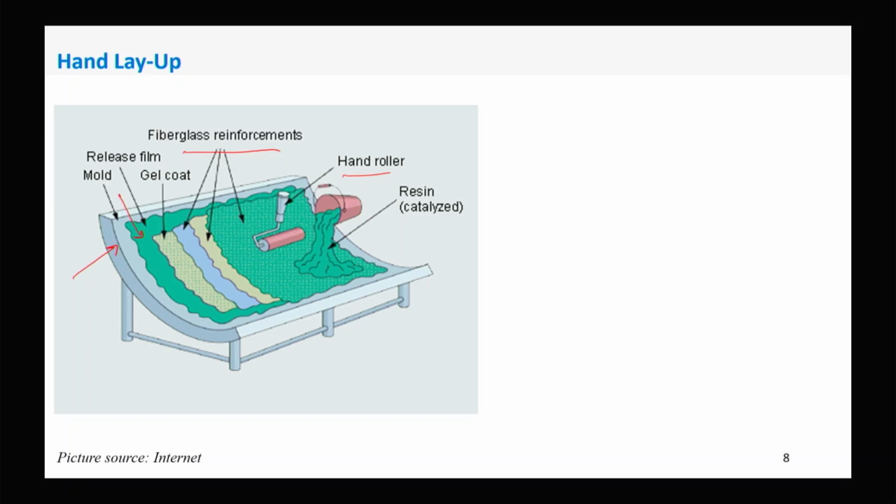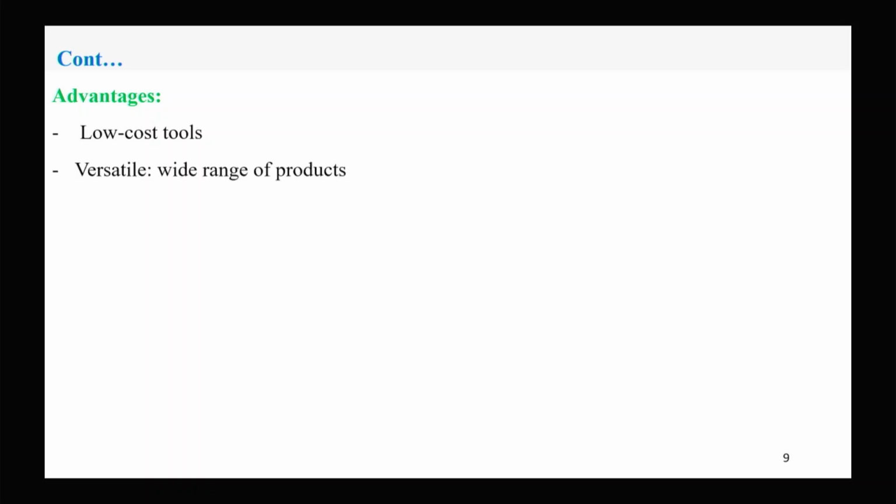throughout the surface. And this system gives a quick method of production of the composite. It's an easy method, so you can see advantages are there. Low cost tools are there. We can use it simply by hand laying, so no expensive tools are used. Versatile, a wide range of products can be made depending on the shape of the mold.